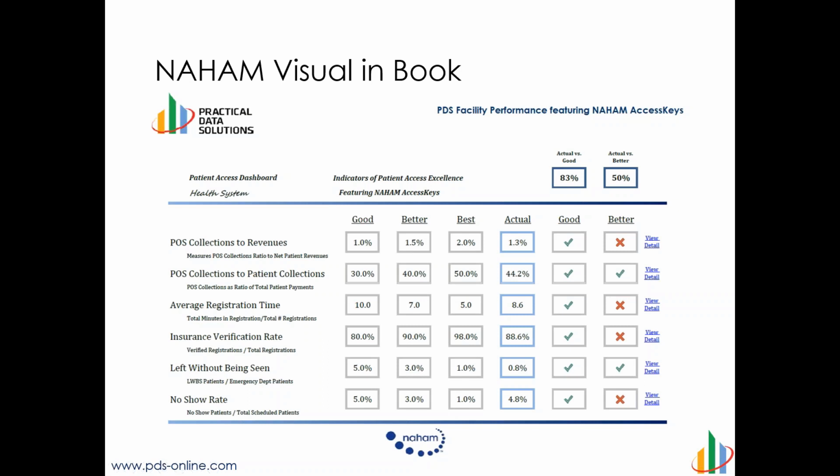So we're looking at things like collection data, registration time, and insurance verification rates. And we can quickly see we are doing good because all of those green check marks in the good column tell me that. But when we look at comparing against the better and best organizations, we're really only hitting 2 of our 6 measures in the better category, and we're not hitting that best category in any of our measures. So this dashboard really makes it clear and allows us to focus on areas where we might be able to move up to that better or best bracket.